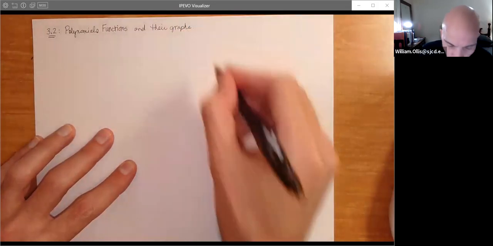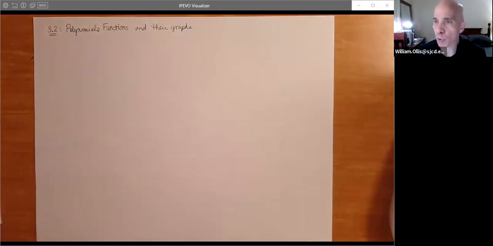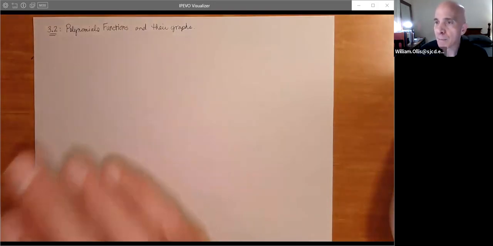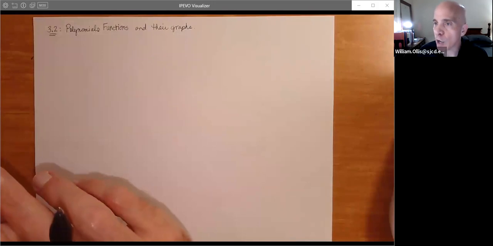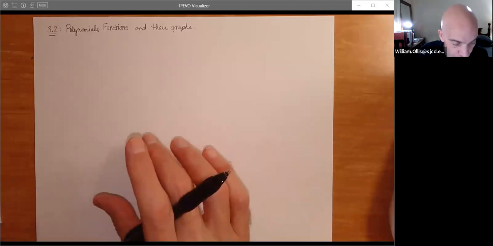Not a computer generated graph, just a reasonable graph. Sometimes I'll call it a cheat graph. We use the basic characteristics of the polynomial to get a reasonable graph, not Rembrandt, but just reasonable.